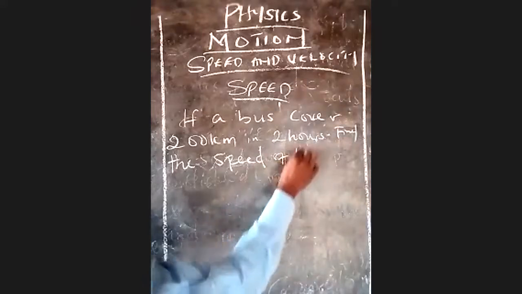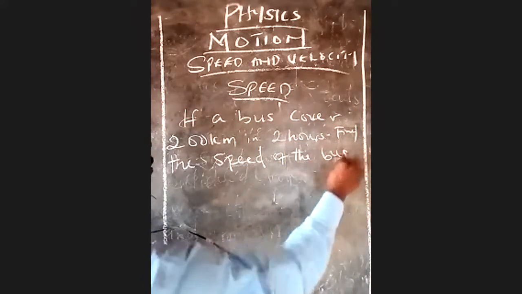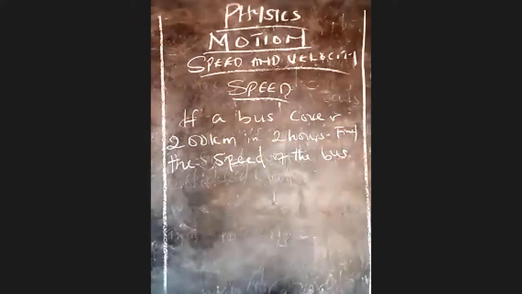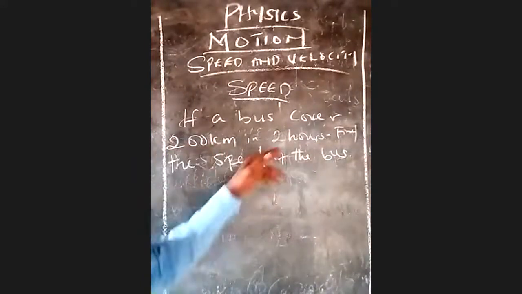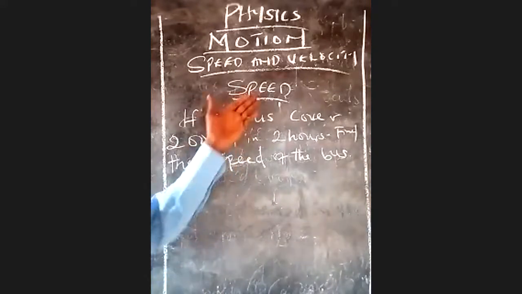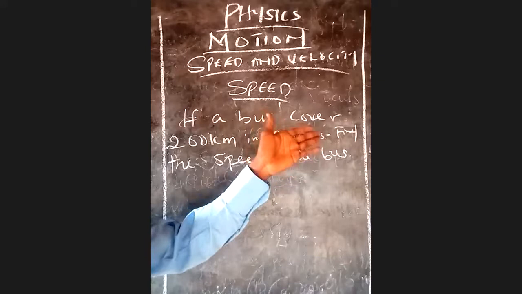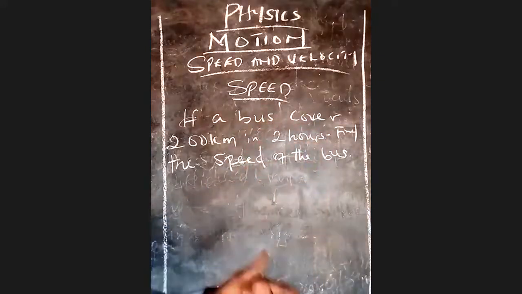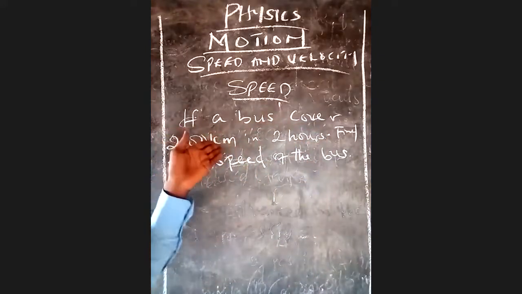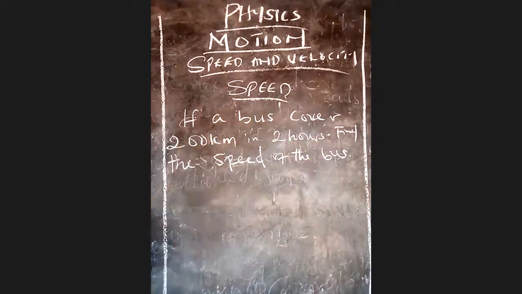Speed of the what? Of the bus. Now, if you look at the parameter given in the question, we were given kilometers and we were given hours. We are talking about speed, so it has to be measured in distance over time. And yes, the distance is given here and the time is given.